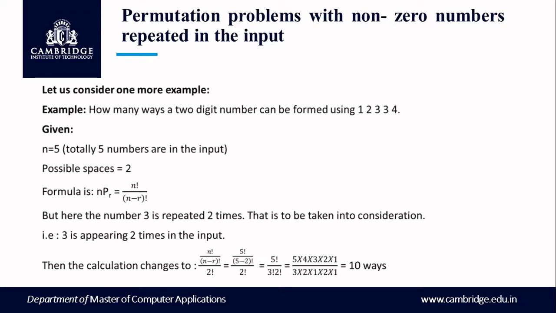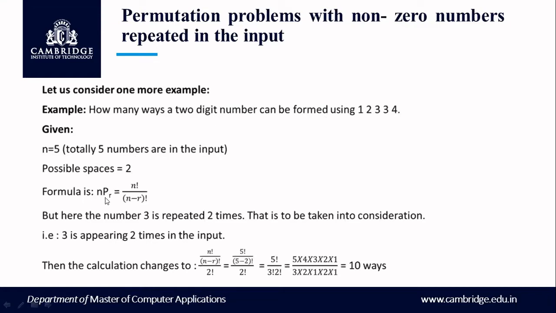Let me take one more example, but there is a small difference. See, let us consider an example. How many ways can a 2-digit number be formed using the following 5 digits, that is 1, 2, 3, 3 and 4? From the question it is clear that my n is 5. Totally 5 numbers are in the input. Possible spaces which I have to arrange is only a 2-digit number, so 2 spaces are provided.